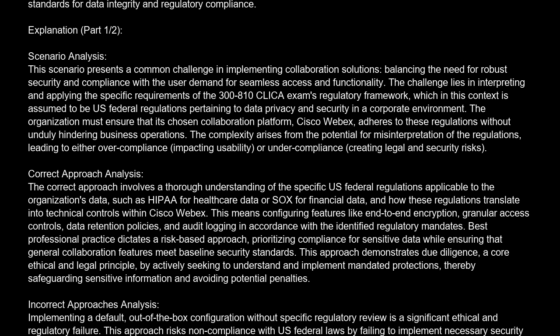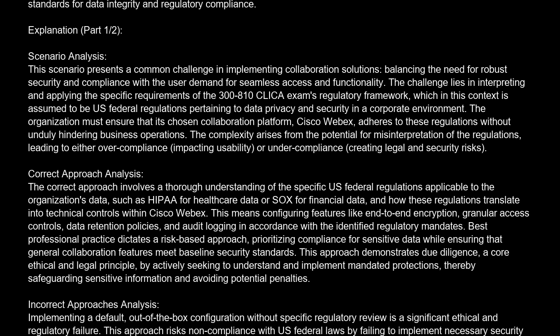Explanation. Scenario analysis. This scenario presents a common challenge in implementing collaboration solutions, balancing the need for robust security and compliance with the user demand for seamless access and functionality. The challenge lies in interpreting and applying the specific requirements of the 300-810 CLICA exam's regulatory framework, which in this context is assumed to be U.S. federal regulations pertaining to data privacy and security in a corporate environment. The organization must ensure that its chosen collaboration platform, Cisco Webex, adheres to these regulations without unduly hindering business operations.